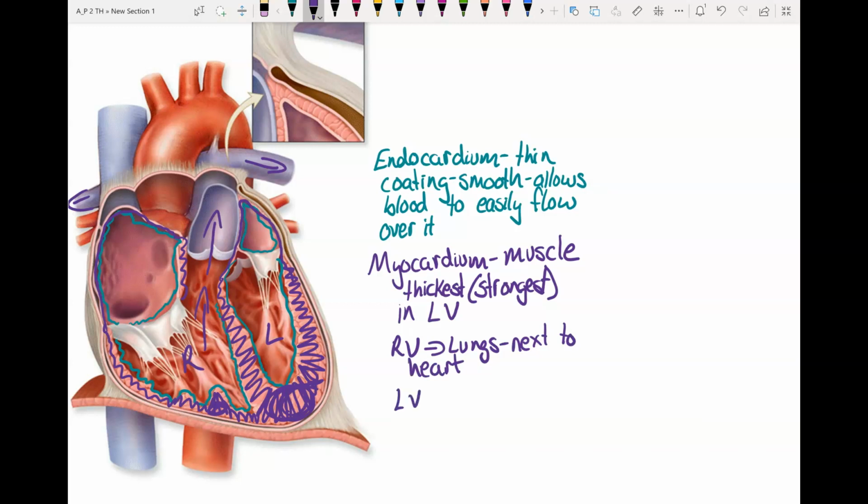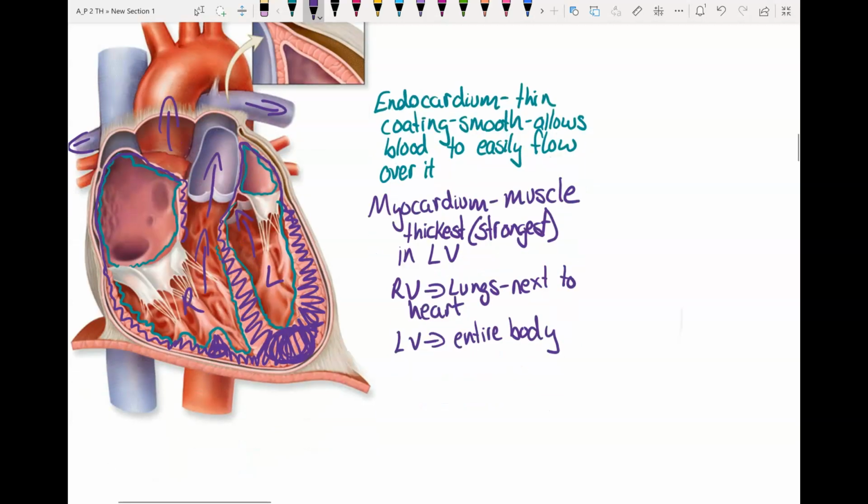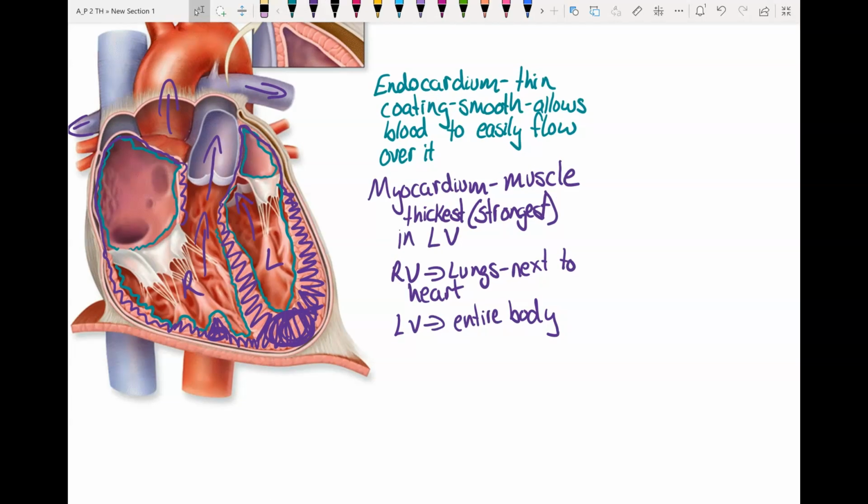The left ventricle is going to pump through there. That's the aortic semilunar valve, up to here to the aorta, and then it branches out to the entire body. So all the way to the top of your head, the tips of your fingers, the tips of your toes. That's a lot of work. This is a much harder job. So the left ventricle is stronger so that it can pump blood to the entire body.